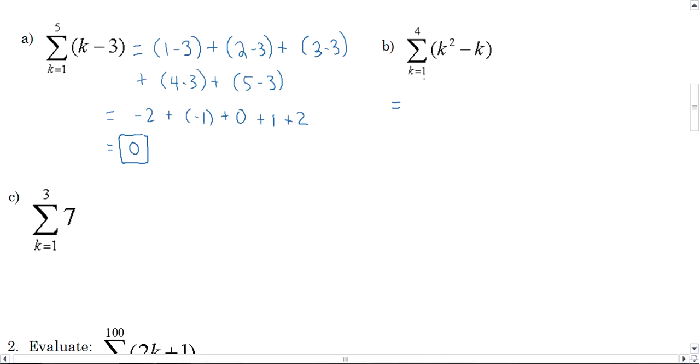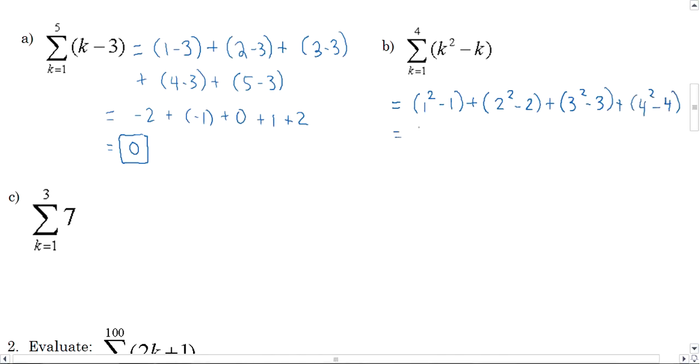So k is 1, so let's plug it in. So 1 squared minus 1 plus. Okay, next index, 2. 2 squared minus 2 plus. Next index, 3 squared minus 3 plus. The next index is 4 squared minus 4, and that's it. That's our upper index, so we stop.